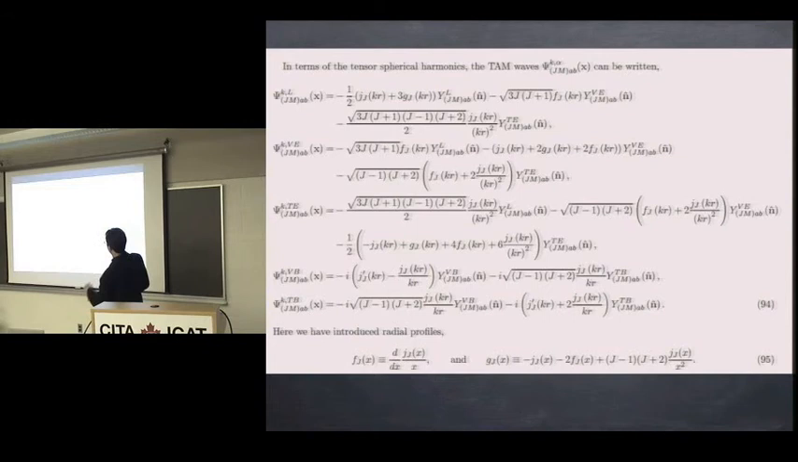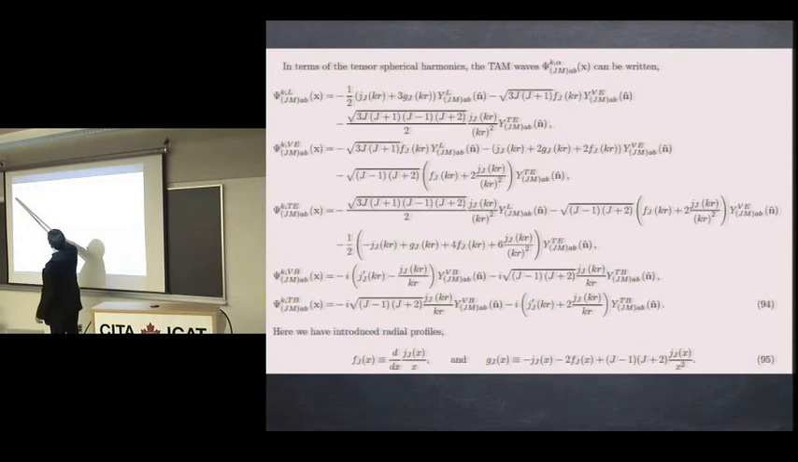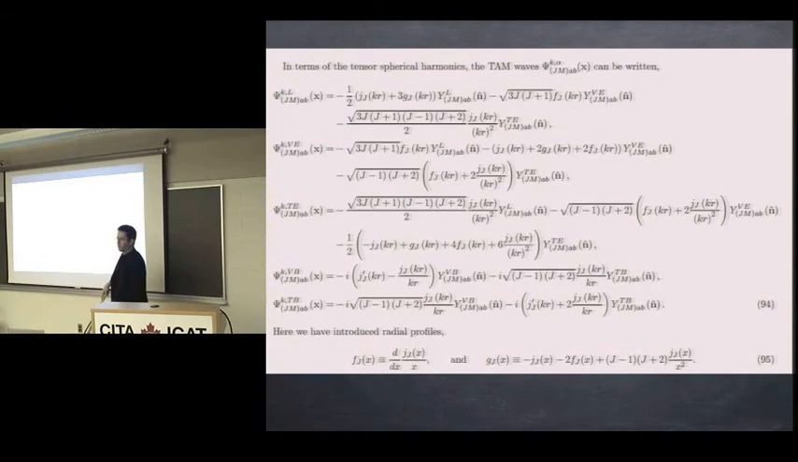On the left here, I have the five TAM waves for a tensor perturbation. This is the TAM wave for the longitudinal component of the tensor perturbation. This is for the two. This is for the vector E mode and for the vector B mode, and then these are the two total angular momentum basis functions for the TE and TB components of the spin-2 or tensor part.